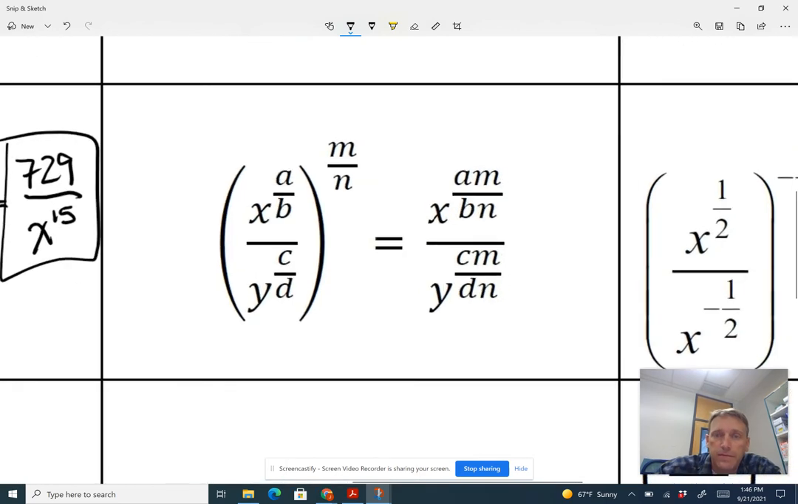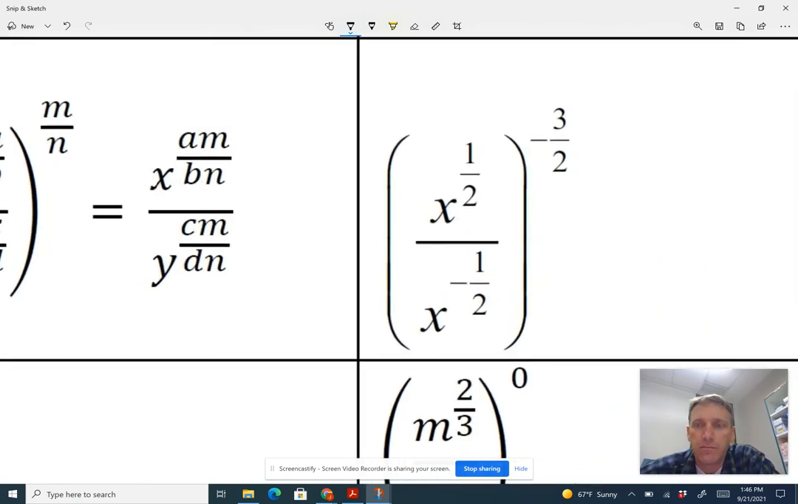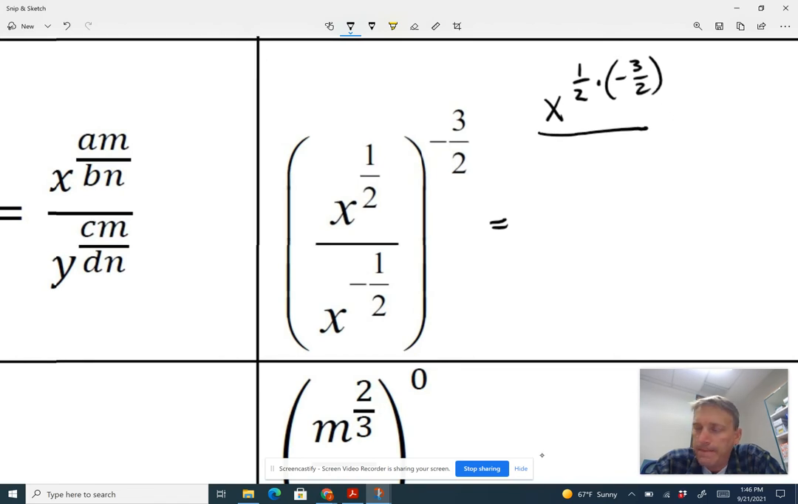And then that still applies when you have rational exponents. The same thing applies. You multiply the exponent on the outside by each of the exponents of the parts on the inside. So that would give us x to the 1 half times negative 3 halves over x to the minus 1 half times negative 3 halves.